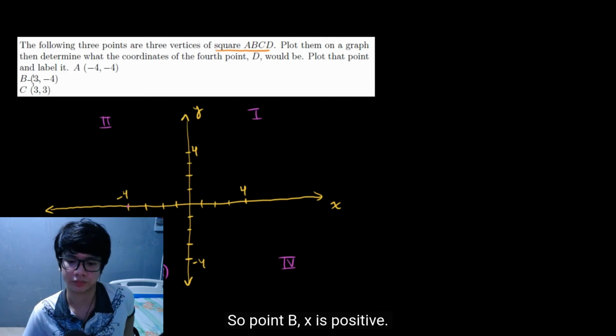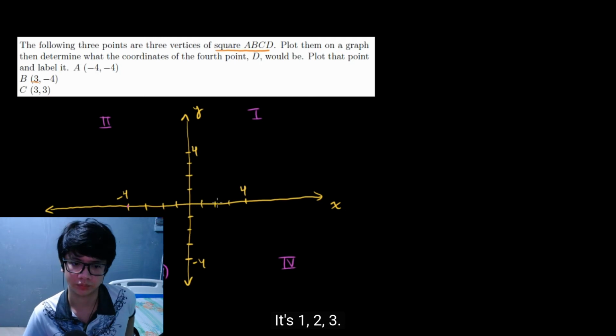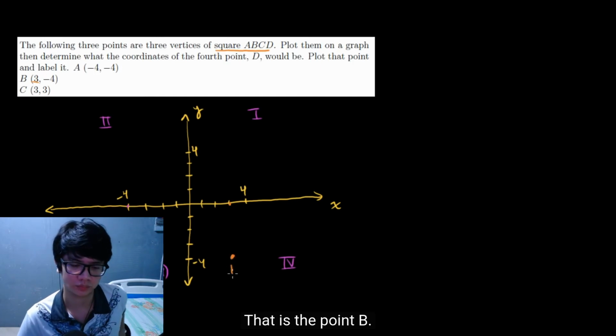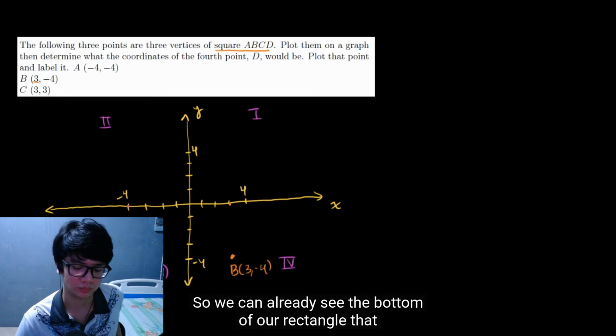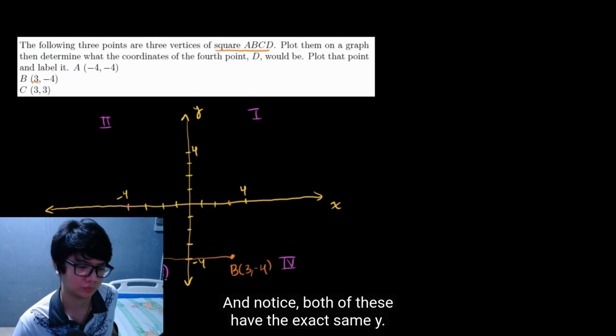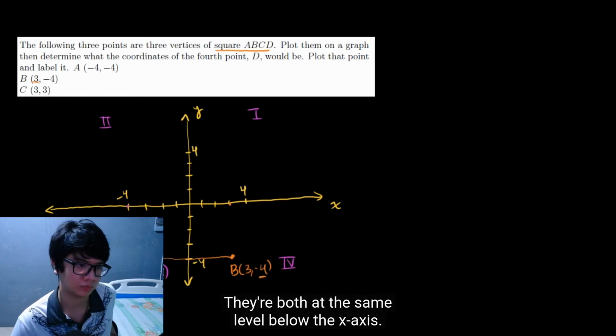So point B, x is positive. It's 1, 2, 3. And y is -4. So we drop down here into the fourth quadrant. That is the point B. It's 3, -4. So we can already see the bottom of our rectangle that they're talking about right there. And notice, both of these have the exact same y. They're both at the same level below the x-axis.